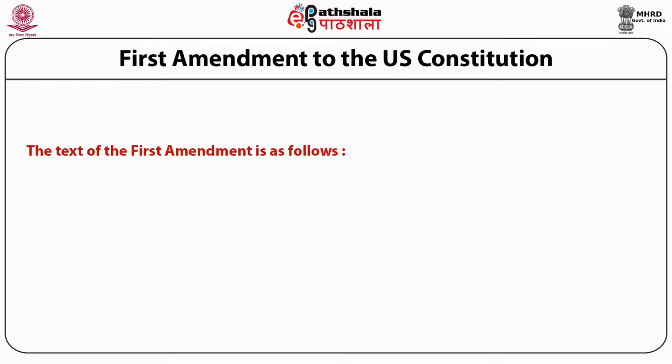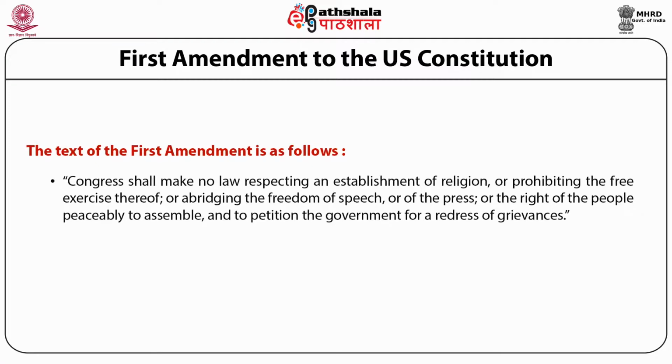The First Amendment went as follows, quote, "Congress shall make no law respecting an establishment of religion or prohibiting the free exercise thereof, or abridging the freedom of speech or of the press, or of the right of the people peaceably to assemble and to petition the government for a redress of grievances." The part of the First Amendment that is relevant for our purposes here is: Congress shall make no law abridging the freedom of speech. Congress shall make no law abridging the freedom of speech or of the press. That is as absolute as it gets.